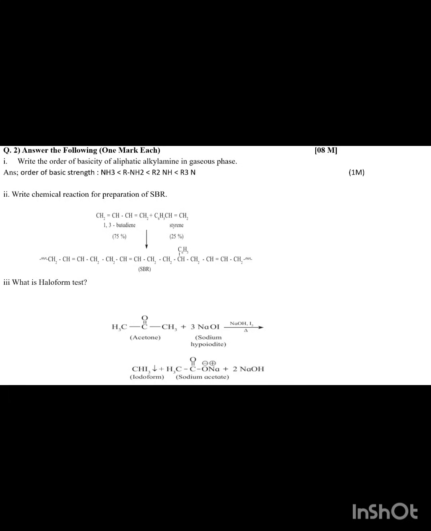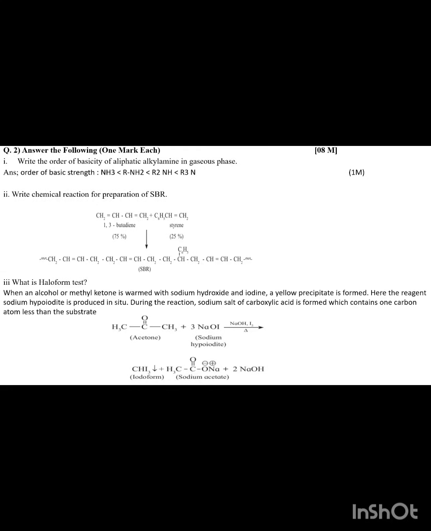Next one, what is the haloform test? The reaction is given below. When a methyl keto group is reacted with sodium hypoiodite in presence of sodium hydroxide and iodine, it generates a precipitate of iodoform, called the iodoform test.